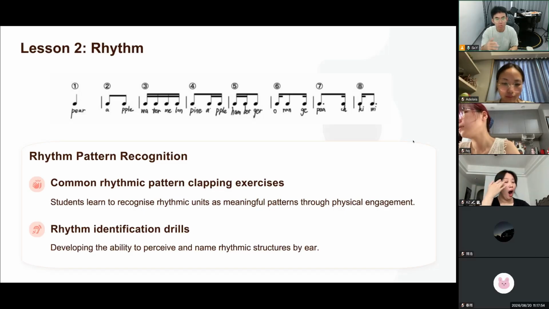Pear. Read aloud, pear, while clapping the beat. Then read each one 4 times. Pear, pear, pear, pear. Next one, apple, apple, apple, apple with the same tempo.